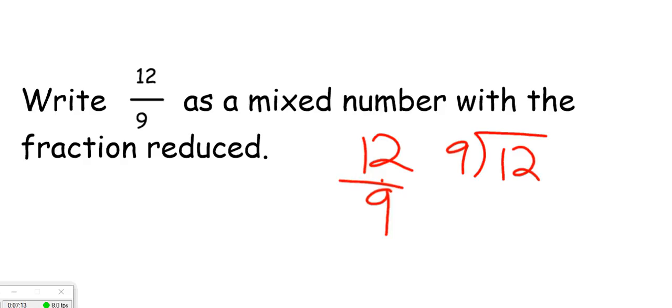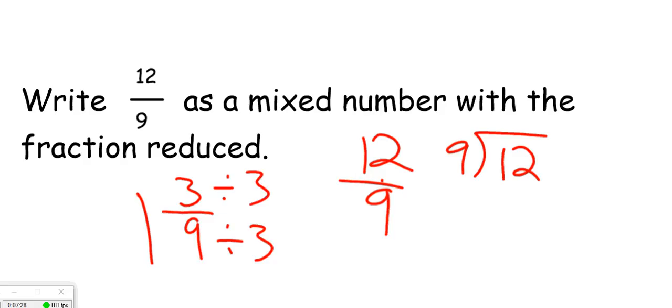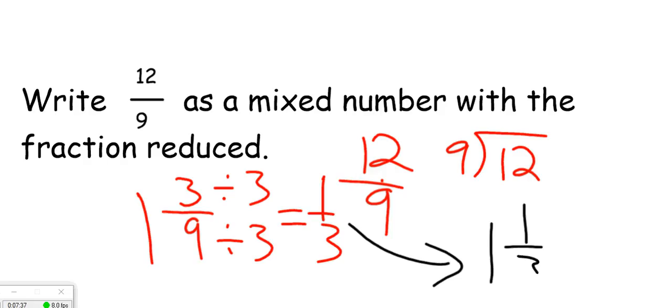And so we would say, okay, 1 nine goes into 12, and you're going to get 3 ninths left over, because 12 minus 9 equals 3. But 3 ninths, of course, is not a reduced fraction, and we can take a 3 out of both of those and get a final answer of 1/3 for the fraction. And so in the end, we get a final answer of 1 and 1/3 for our mixed number with the fraction reduced, which is what we would want for a final answer.